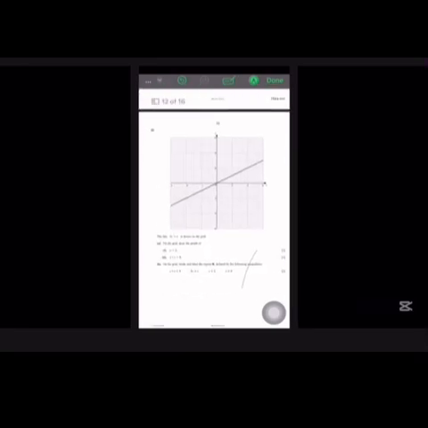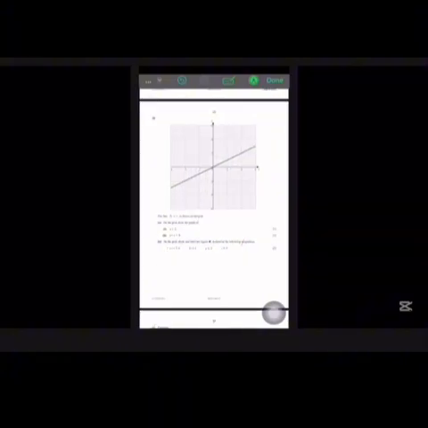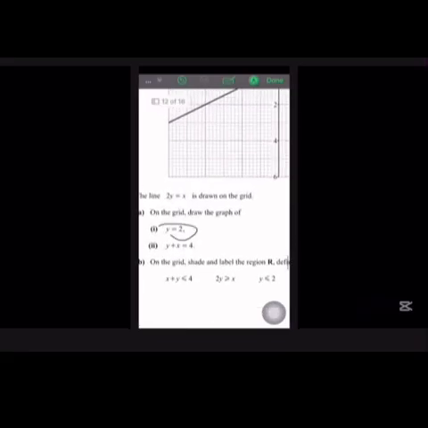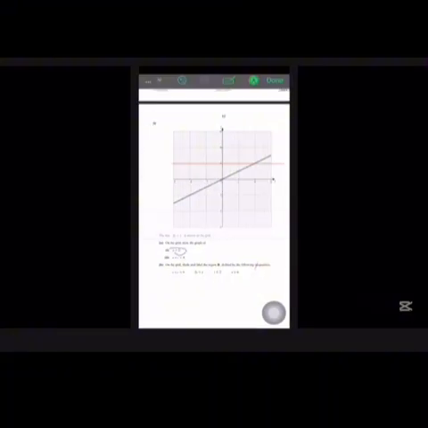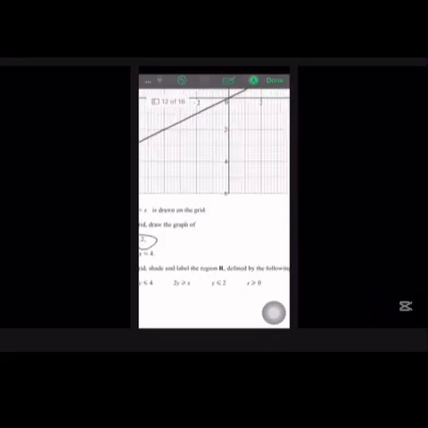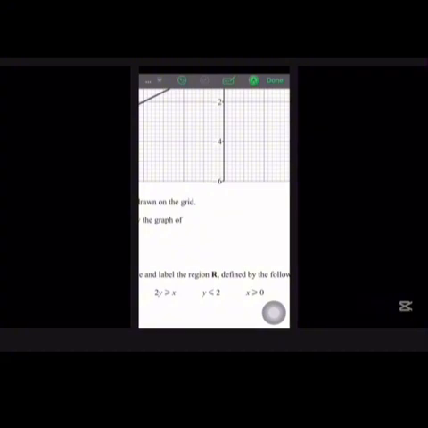Over to question number 20. Now what we're going to do is first we have to draw the line y is equal to 2. So we'll draw the line here. Then we have to draw the line of y plus x is equal to 4. We will use the intercept method. So the value of x will be 0 and the value of y will be 4, and then the value of x will be 4 and the value of y will be 0.